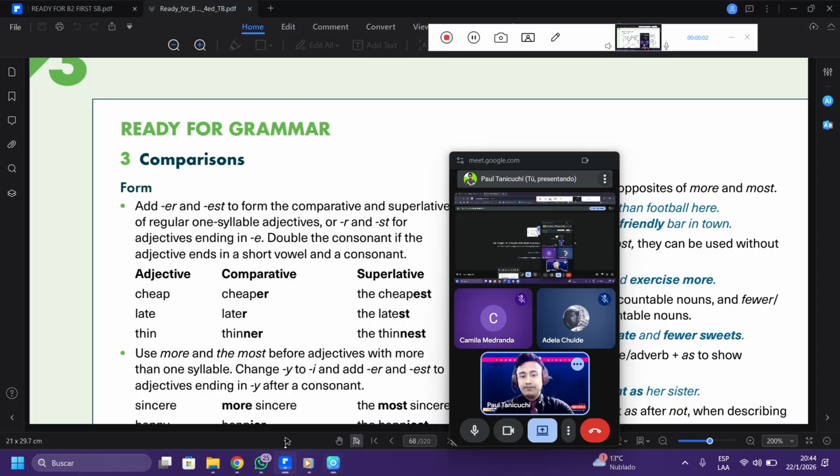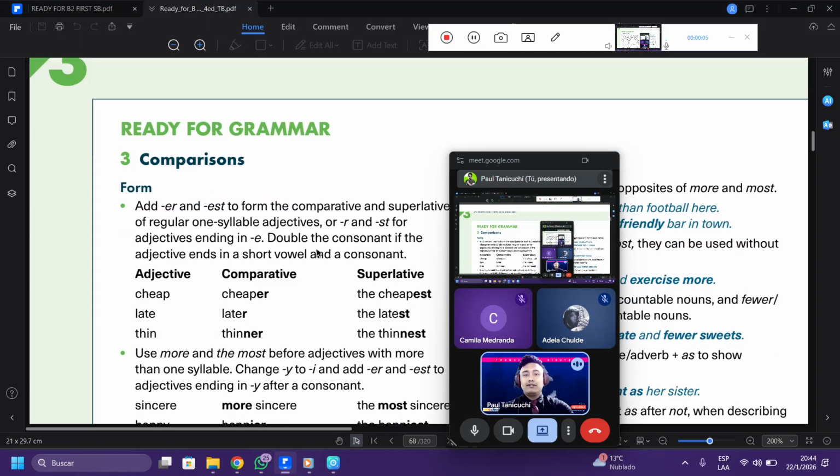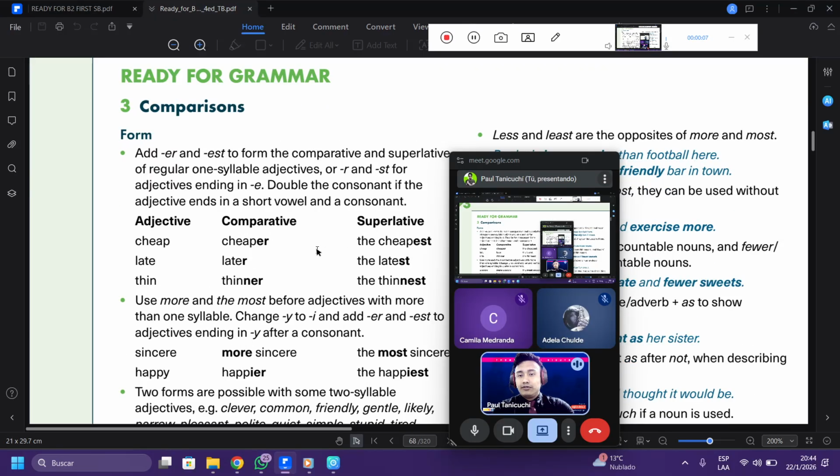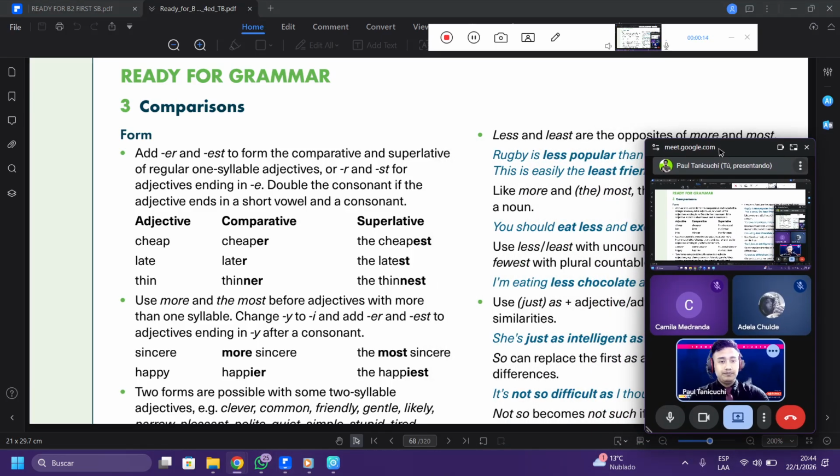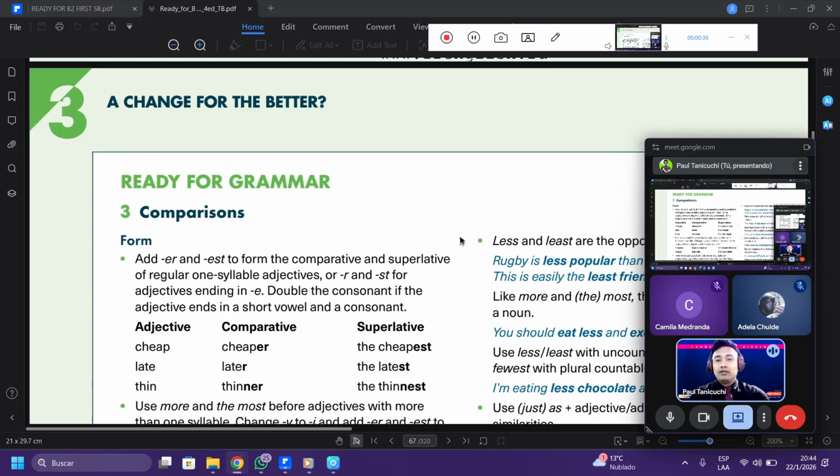Okay. So please, page 208. We're going to work on comparisons, comparatives, and superlatives. You've got the same explanation there, okay? And as I know that it is a lot of information, we will be practicing with examples as we go along, okay? Are you ready?